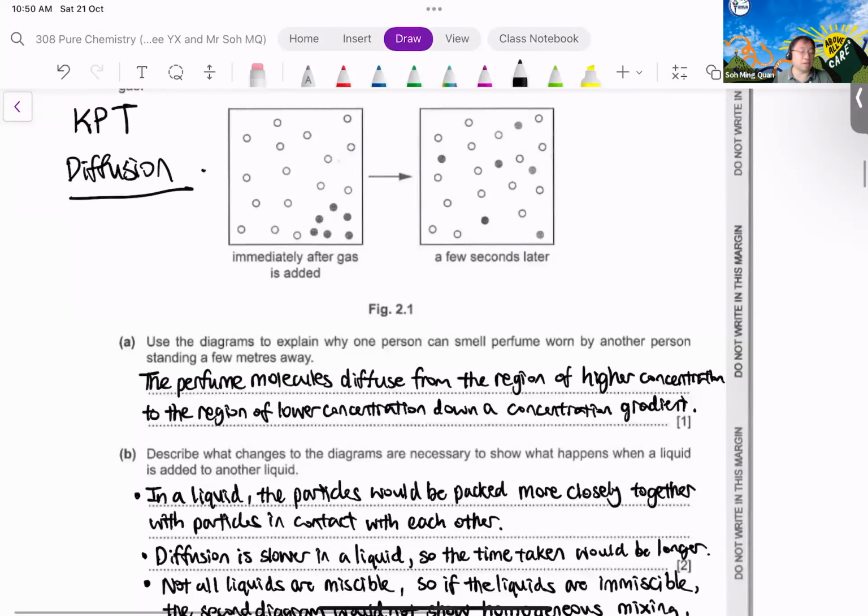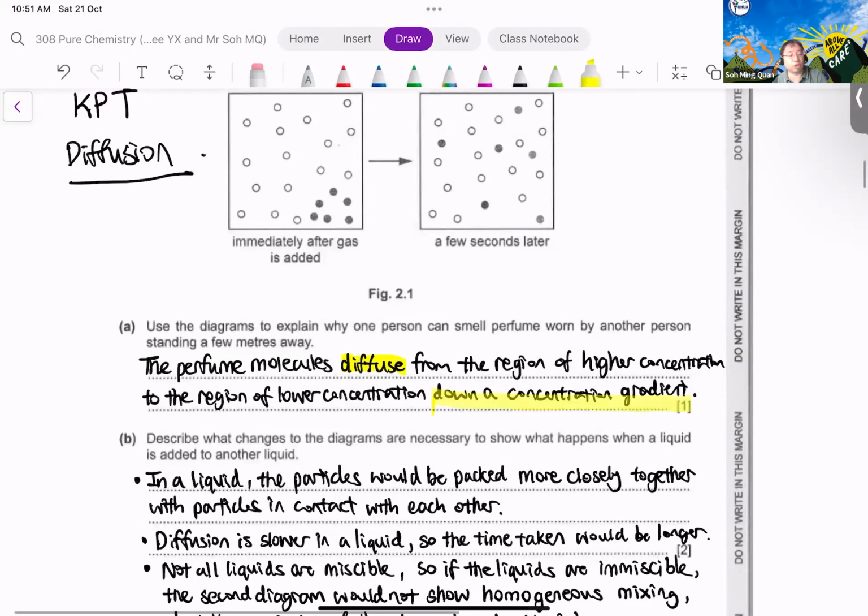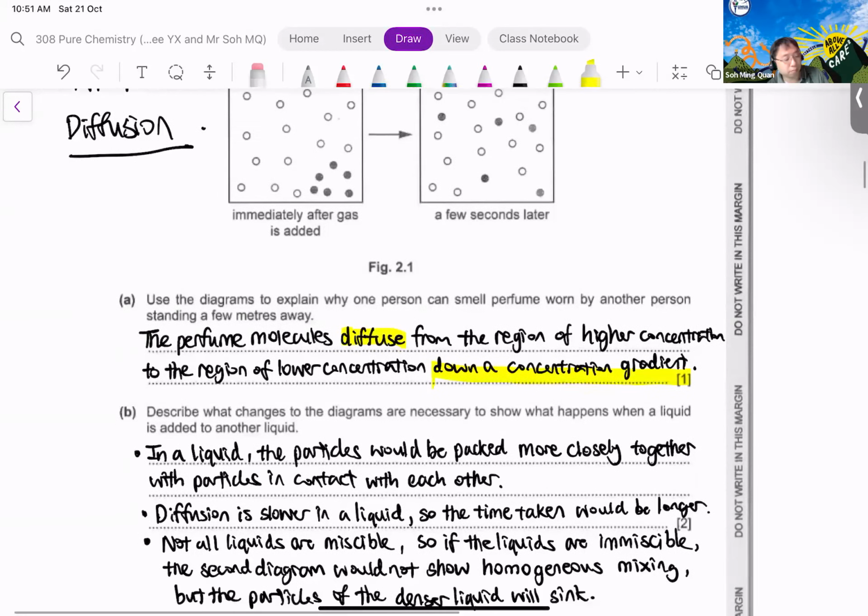If you look at my answers, they have diffusion inside them. You must use the word diffuse. So the perfume molecules diffuse from a region of higher concentration to a region of lower concentration down a concentration gradient, meaning from higher to lower. Okay?